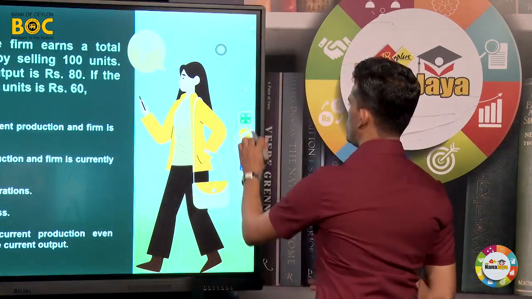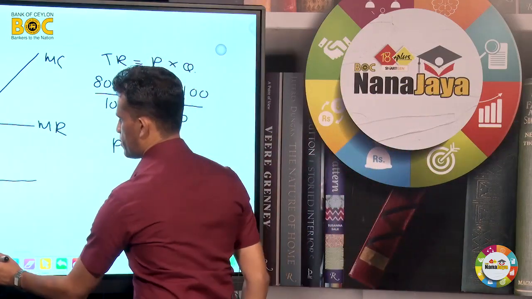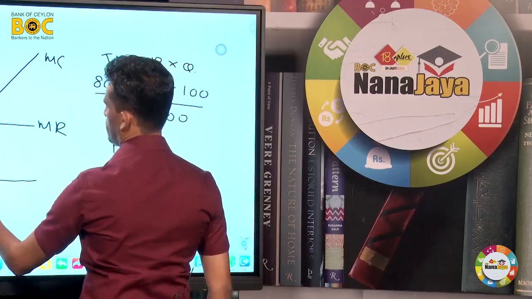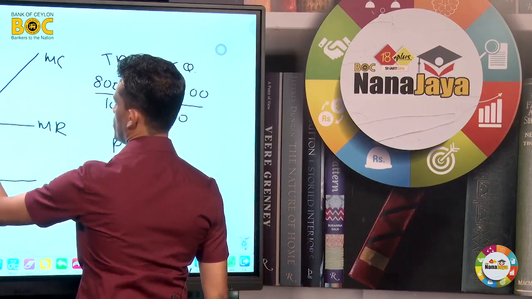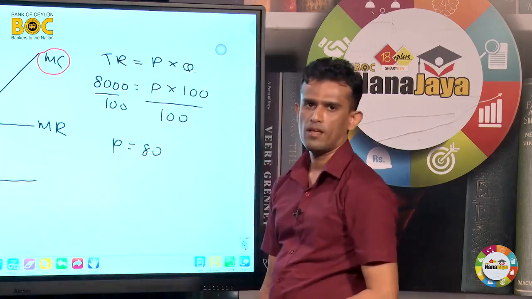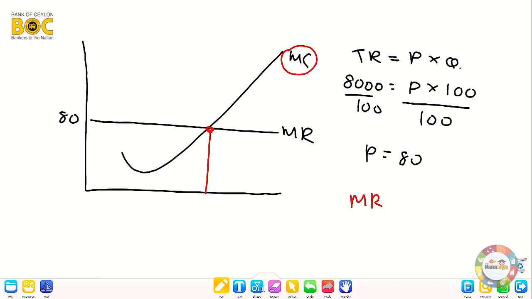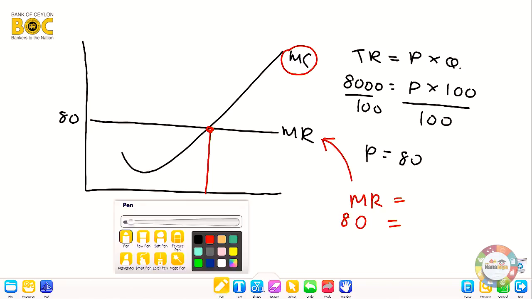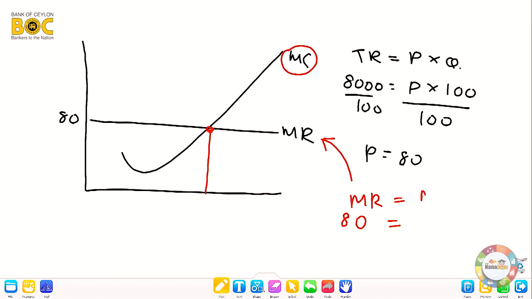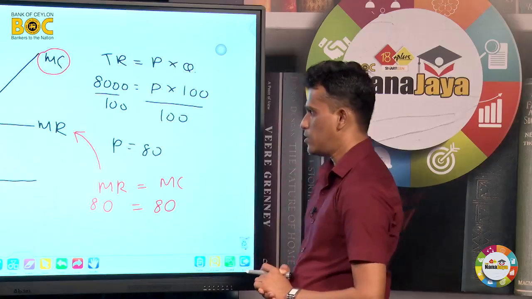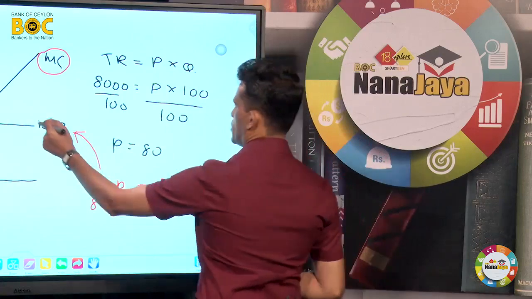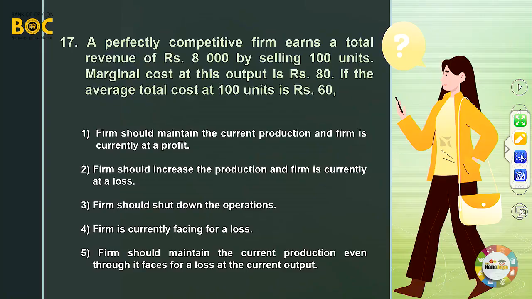Marginal cost at this output is also rupees 80. What does it mean? They are currently producing at the point where marginal revenue and marginal cost are equal to each other, because at this point the marginal cost is also rupees 80. Marginal revenue is the price, which is rupees 80. So the firm is currently producing the output at which the MR equals MC condition is satisfied, meaning they are currently producing the profit maximizing output.